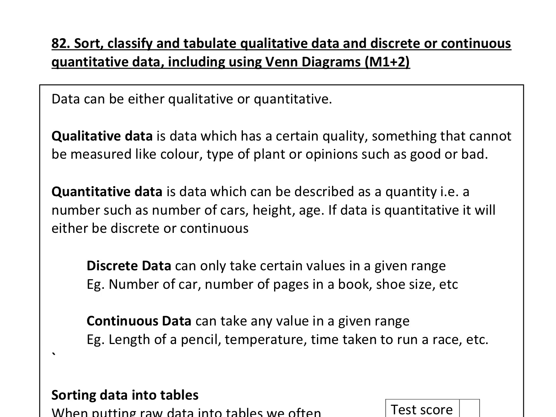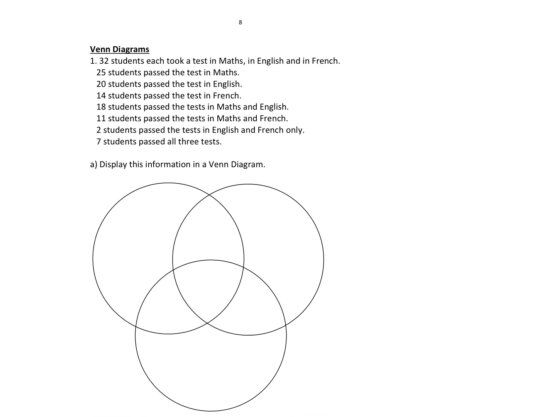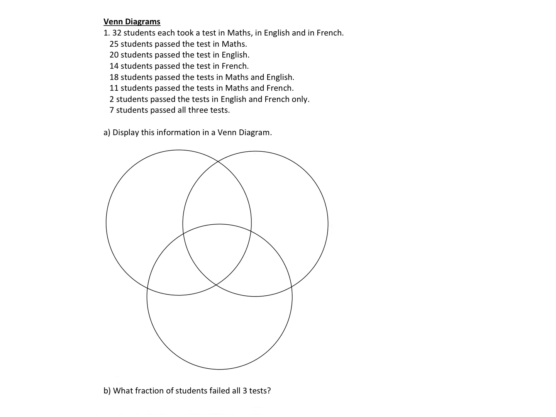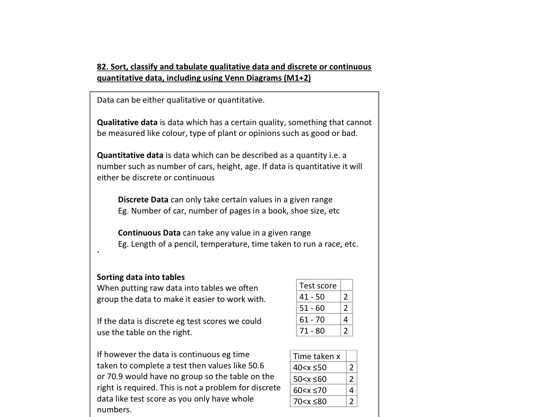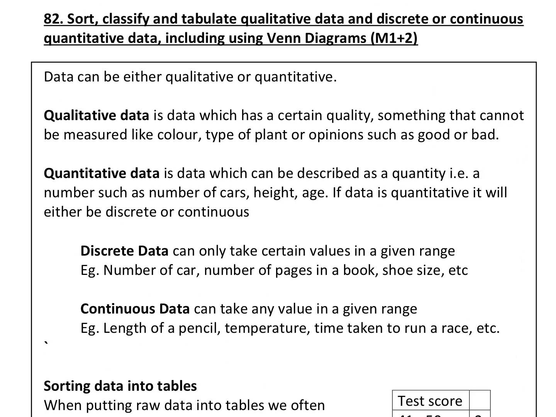In this video, we're going to sort, classify, and tabulate qualitative data and discrete or continuous quantitative data, including using Venn diagrams. If you're revising, there's only one question here. Maybe if you want to try that question of Venn diagrams, pause the video, have a go. Okay, we're going to get stuck into the definitions, which you'll need to learn, and they'll help you understand statistics a lot better.